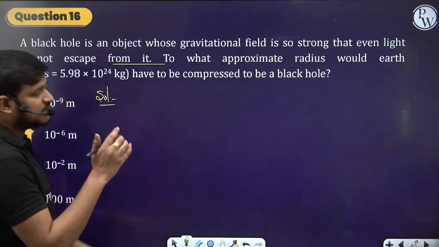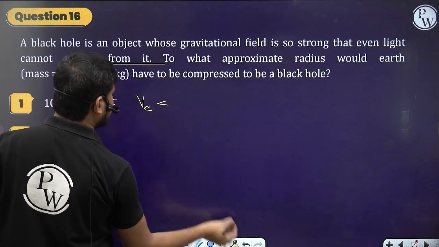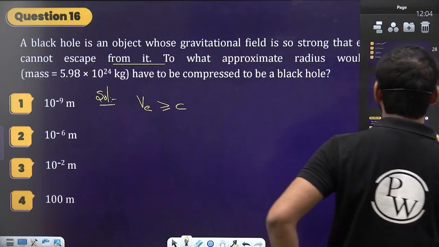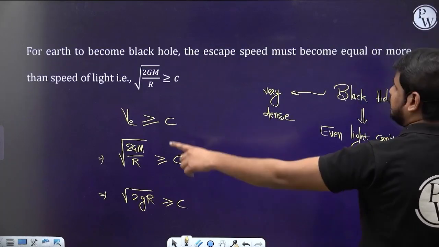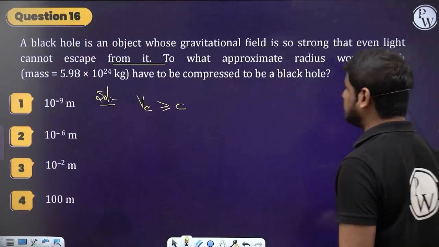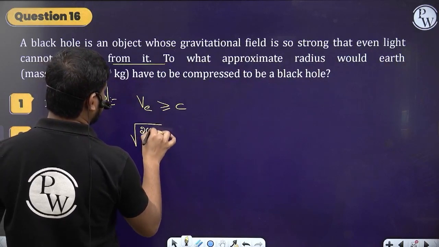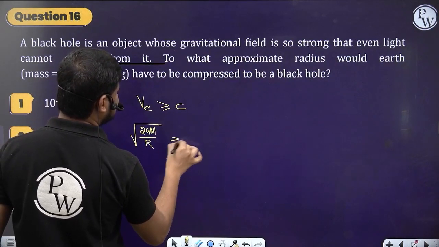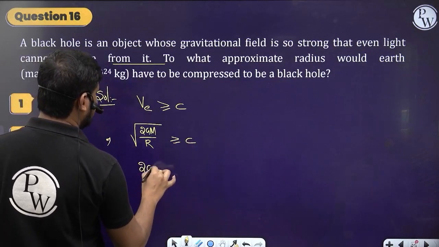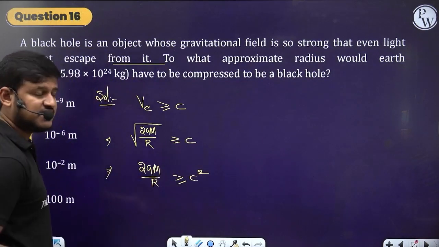If the Earth has to become a black hole, the escape velocity should be greater than or equal to c. Just now we discussed that. So now I am substituting the same thing here: root over 2GM by r should be greater than or equal to c. Then 2GM by r should be greater than or equal to c squared, squaring on either side.